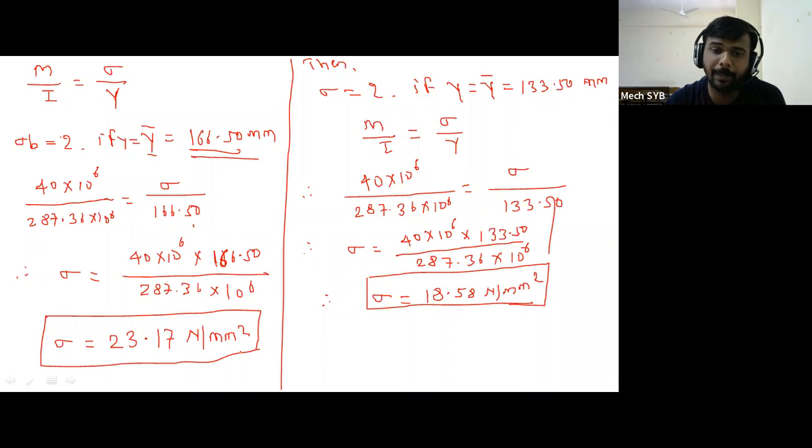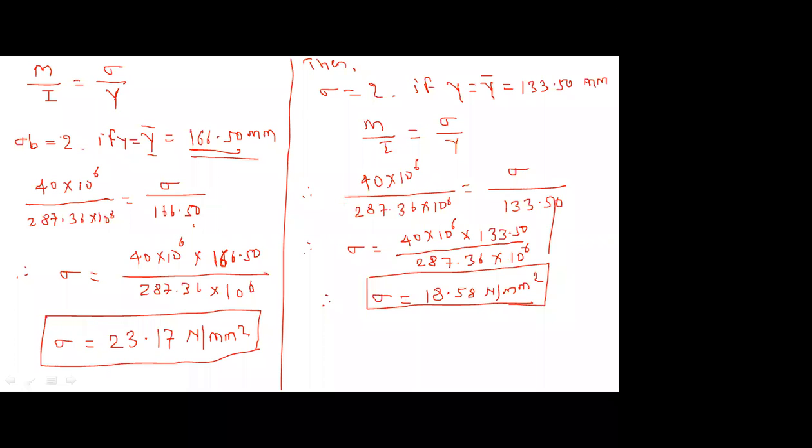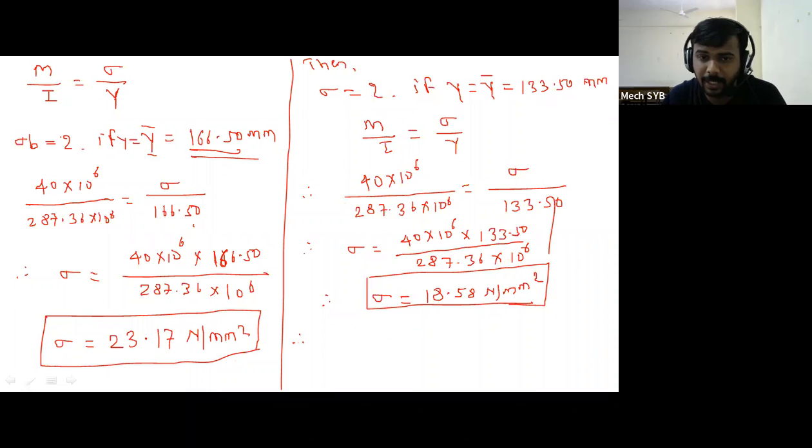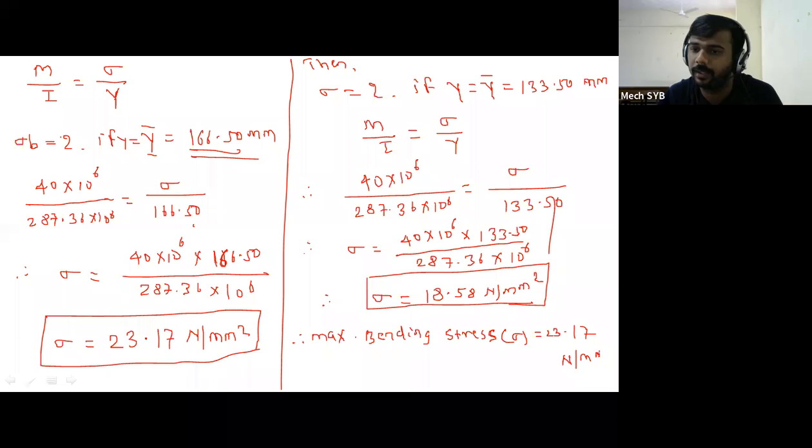But by comparing both the values, what will be the maximum bending stress value? 23.79. So the last sentence you have to write, that is, therefore maximum bending stress, that is sigma is equal to 23.79 Newton per mm square.